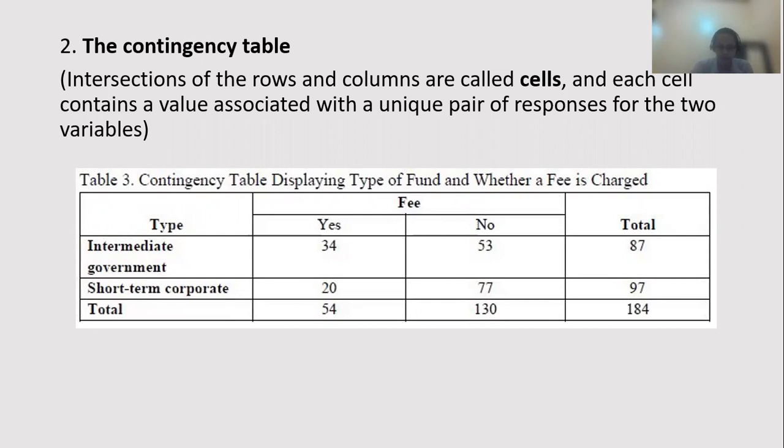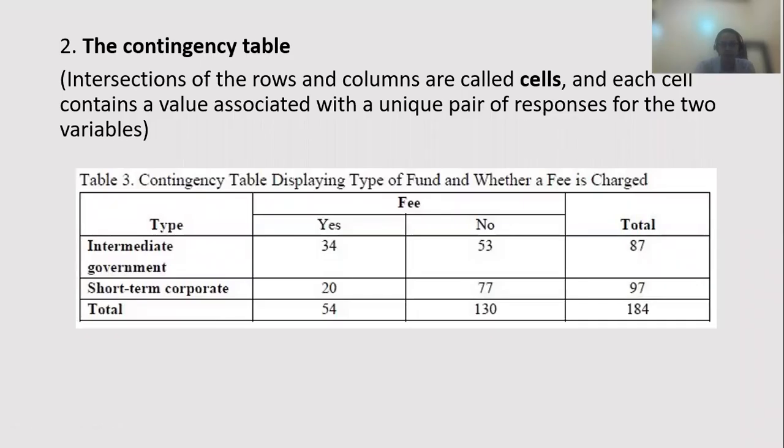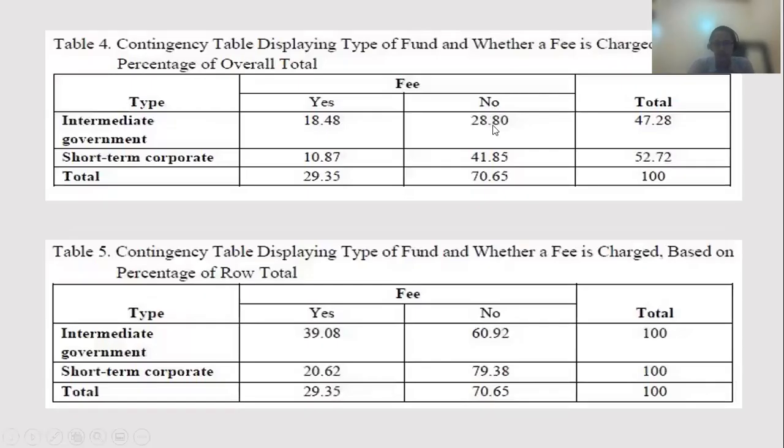If you have your calculator at hand, we can calculate that 34 divided by 184 is 18.48%, right? We can do the same again for this cell, intermediate government fund and no fee being charged. There are 53 responses, so 53 divided by 184 is 28.80. There you go, you got this. And you continue doing that until you fill all the cells with percentages. So that's what we mean by based on percentage of overall total.